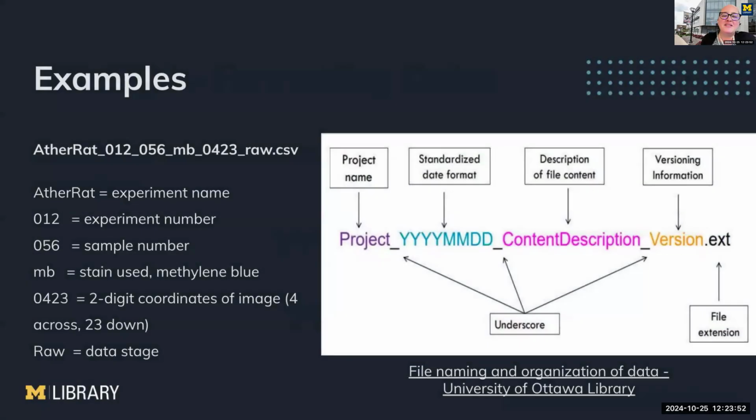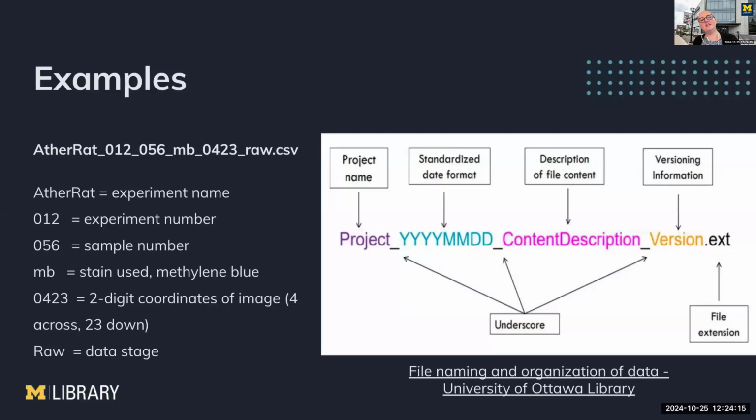All right, so here are a couple examples of file naming conventions. So the first one over on the left, you can see has a variety of information, including an abbreviation for the experiment name, experiment number, sample number, an abbreviation for the stain used, just a very simple version of coordinates, and an indication of like the data stage. In this case, it's raw in the example.